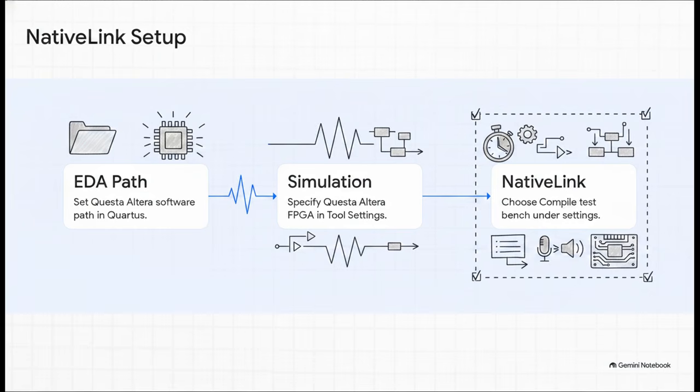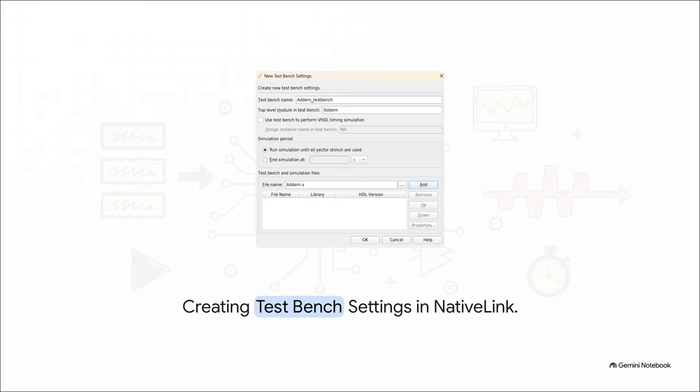The workflow is actually beautifully simple. In Quartus, you just go to your EDA tool options and punch in the file path for Questa. Next, under Simulation Settings, you tell Quartus to use Questa. And finally, and this is absolutely crucial, under the NativeLink settings, you select Compile Test Bench. Clicking that opens the new Test Bench settings window.